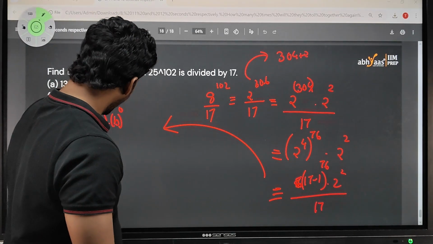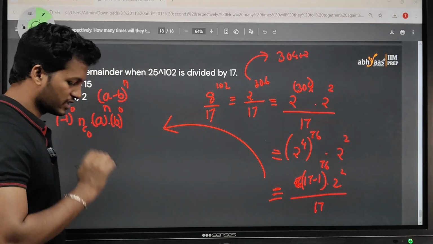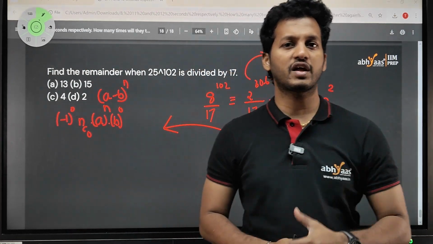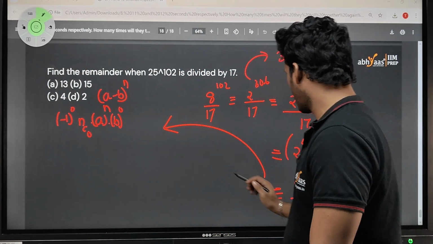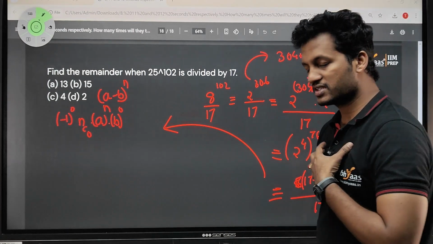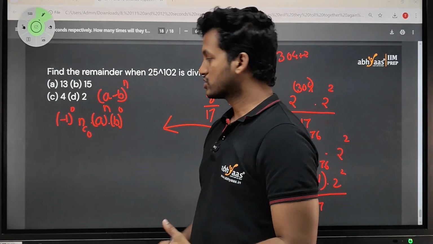Okay, so you can explain this whole thing. Here the last term, what would be the last term? Why am I concerned about the last term? Because it's only in the last term that I will not get 17. So I am concerned with the last term only. So what is the last term?